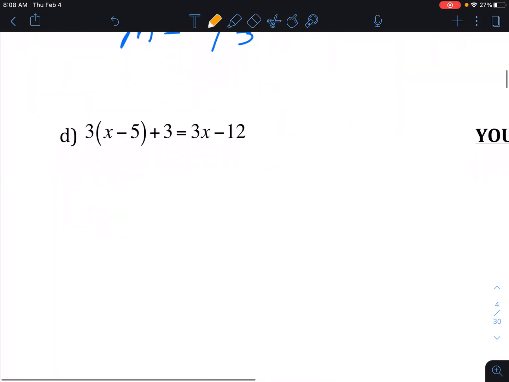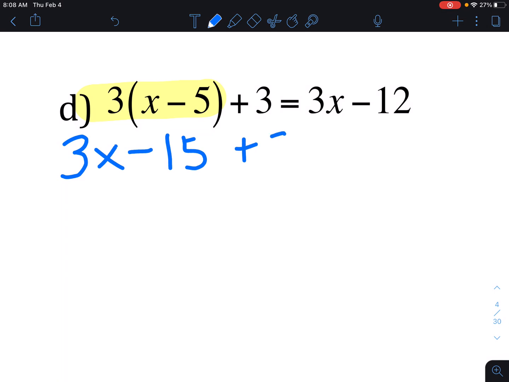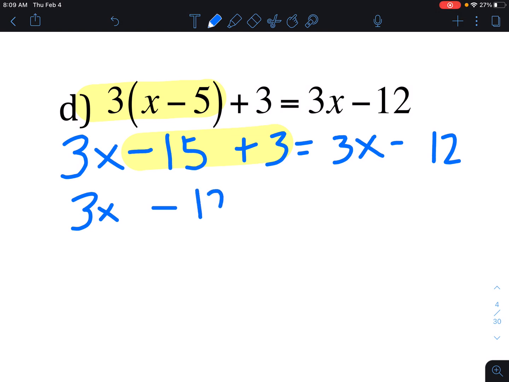Letter D, we are going to distribute first here. Distribute this 3, so multiply it twice. 3 times x, 3 times minus 5. Then we look to combine like terms. We have them right here on the left side of the equal sign. So the negative 15 plus 3 is minus 12.